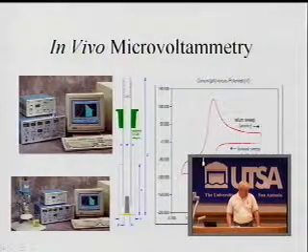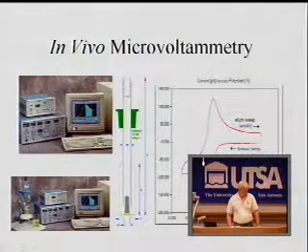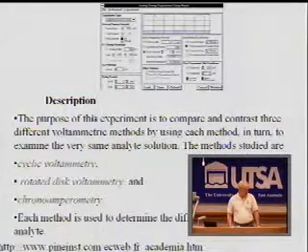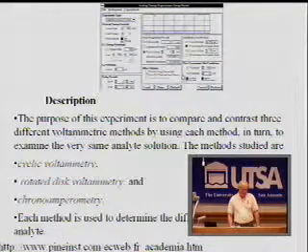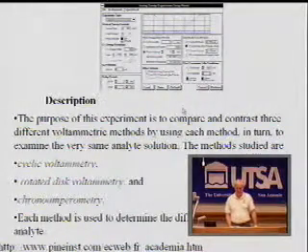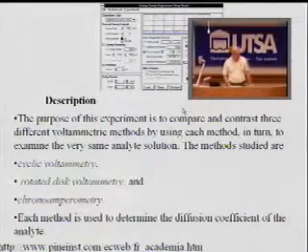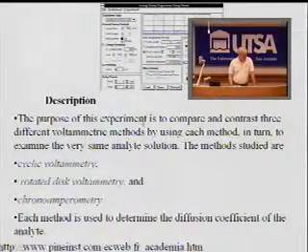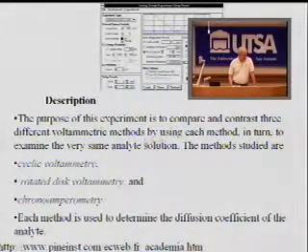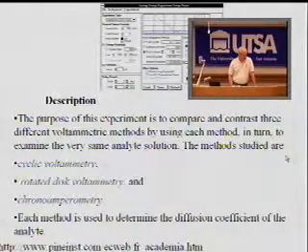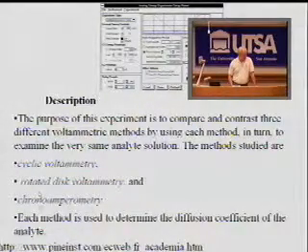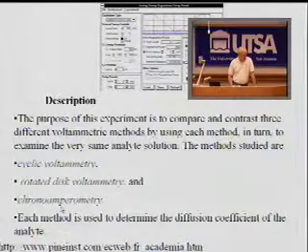So the signal comes in, you've got all the controllers, and then the signal comes in, feeds into software in a computer, and then you generate your signal, similar to the chromatography that we'd seen before. So there's these types of software packages where you set all the parameters, the sweep times, and all these things. And the purpose of an experiment including this method might be to compare and contrast three different voltammetric methods by using each method in turn to examine the very same analyte solution. And the methods studied are the cyclic voltammetry, rotating disk voltammetry, and chronoamperometry, which is the one that I'll focus on for a moment.